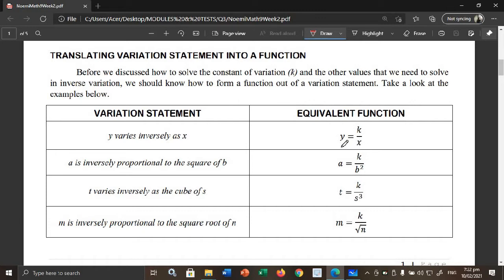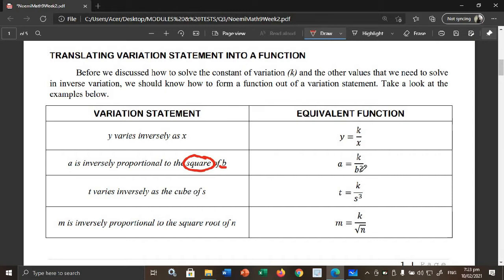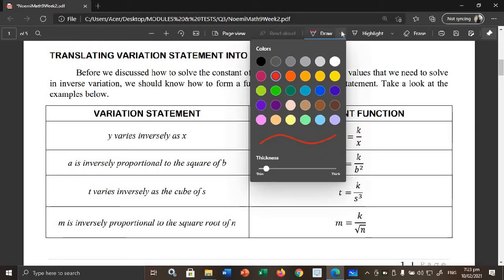y is equal to k over x. So lagi si k yung numerator mo. Yung pangalawang variable mo is laging yung denominator mo. And then the second one, we have a is inversely proportional to the square of b. So we have a is equal to k, again, nasa taas siya, numerator siya, over the square of b. If you write that into a function, it should be b squared. So a is equal to k over b squared. Ganun siya kapag sinulat mo into a function.